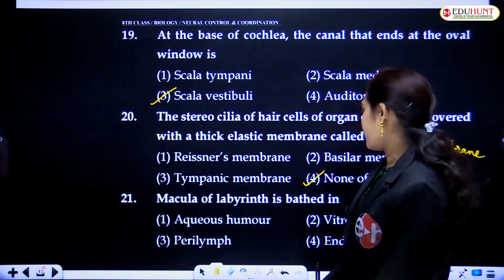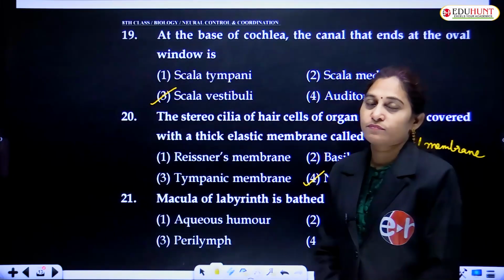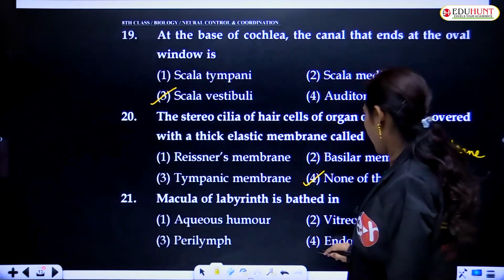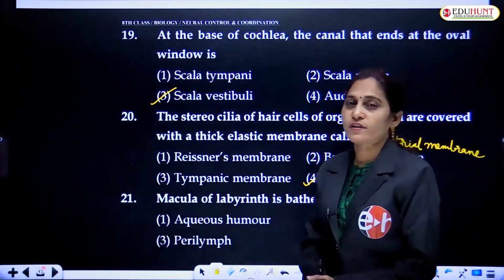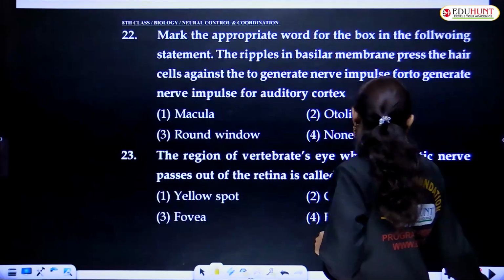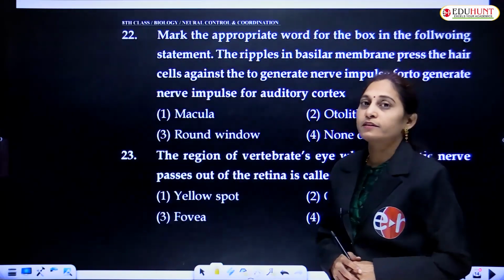Macula of labyrinth is bathed in endolymph. Endolymph is the correct option, a fluid present in the ear.